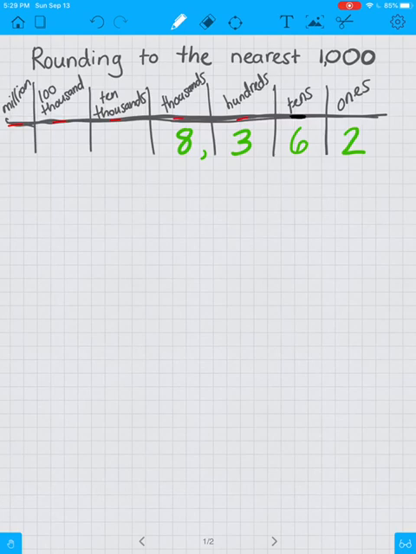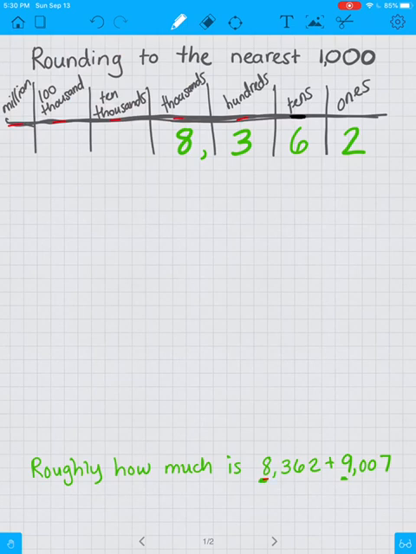So let's just say that somebody asked me roughly how much is 8,362 plus 9,007. Okay? I'm wanting to round to the nearest 1,000. I'm looking at the thousands place only, so I'm going to round that entire number to its nearest 1,000 to get a rough estimate of my sum.